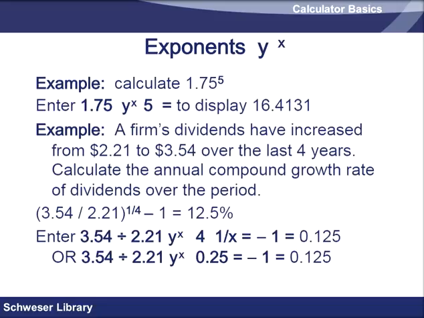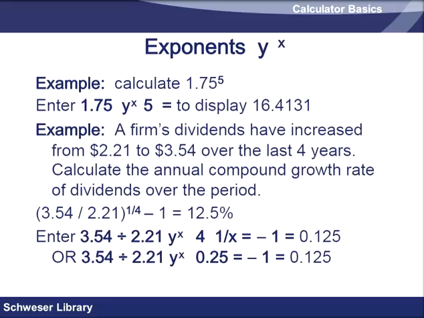So here's an example of how we might use that. The example here says a firm's dividends have increased from $2.21 to $3.54 over the last 4 years. Calculate the annual compound growth rate of dividends over the period. Well, first, if we're going to say, well, we've got 4 periods of growth, then we're going to use the 1/4 power here. We're going to take the 4th root.